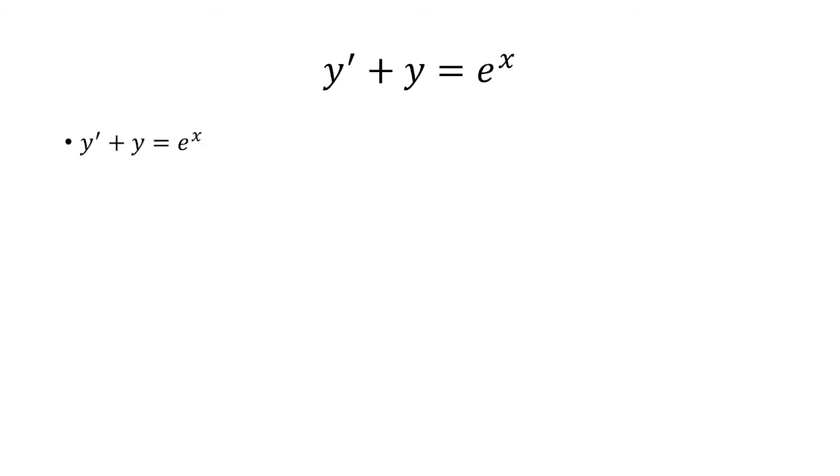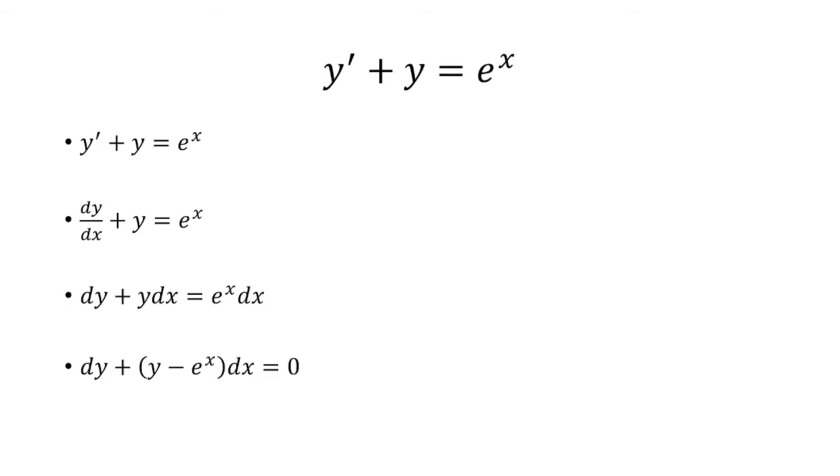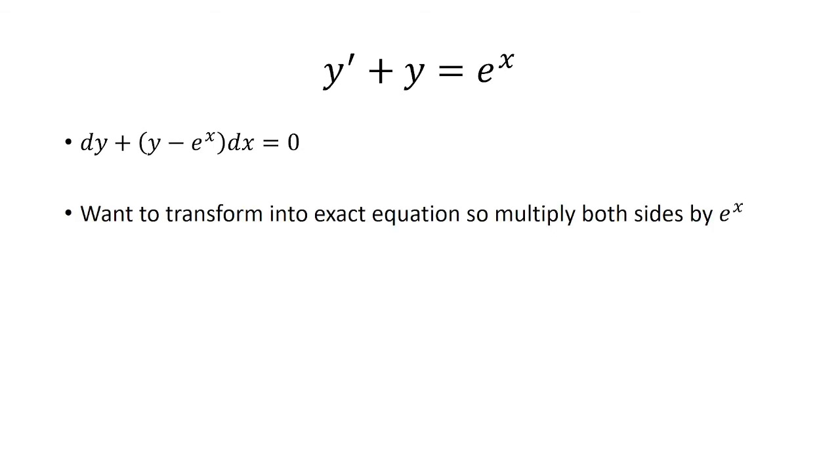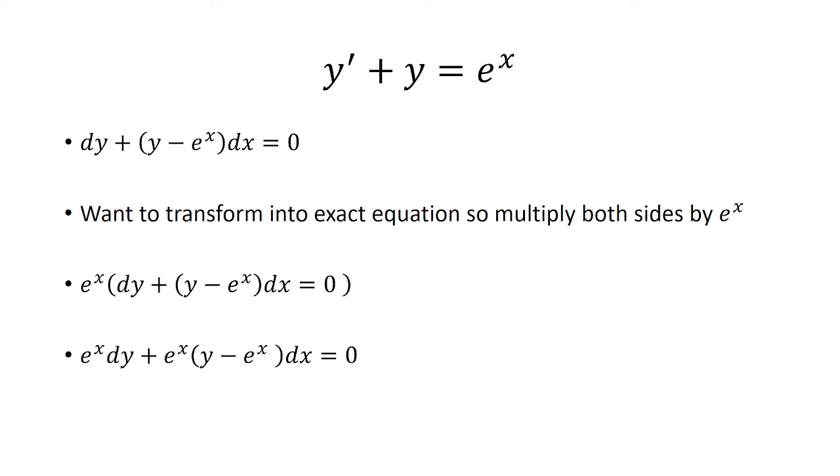The second way is by solving it using exact equations. So let's first write y prime as just dy over dx. Multiply both sides by dx, subtract e to the x dx, and factor that dx out. At this point, if we were to check if they're exact equations, we would see that they're not. So let's multiply both sides by e to the x. So I have e to the x dy plus e to the x times y minus e to the x dx.